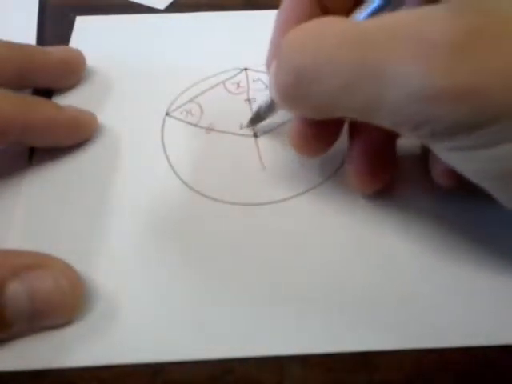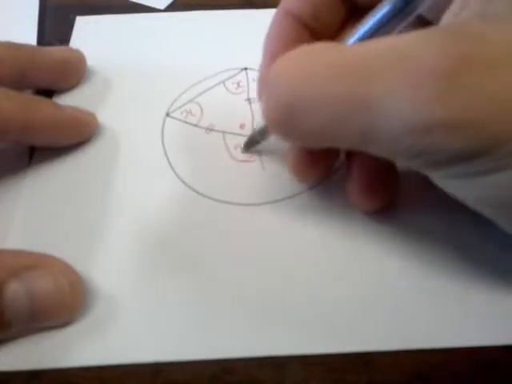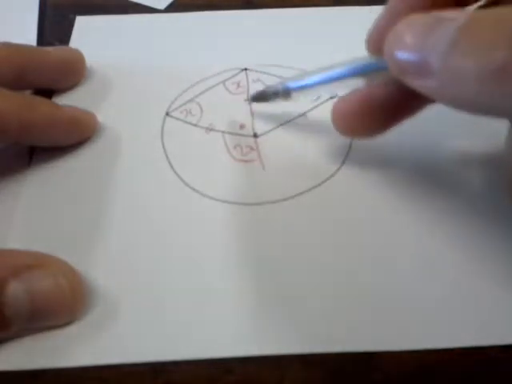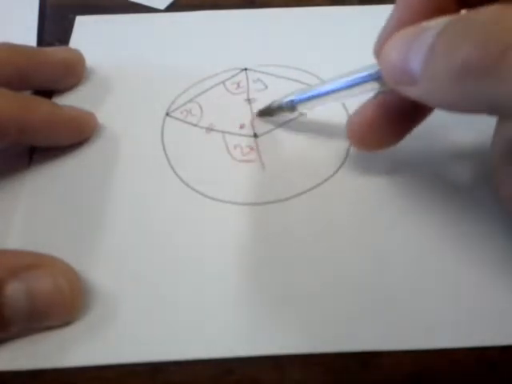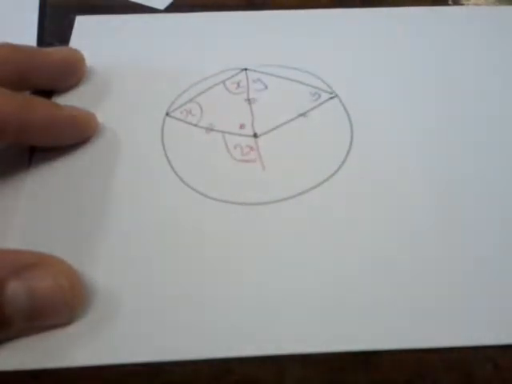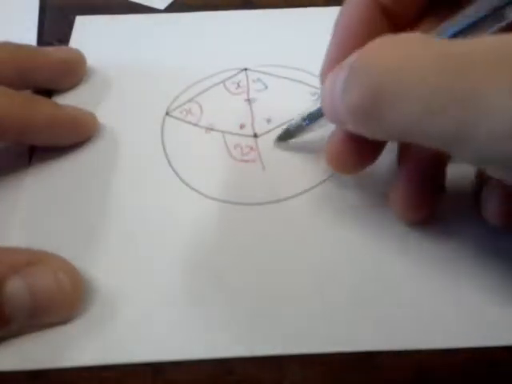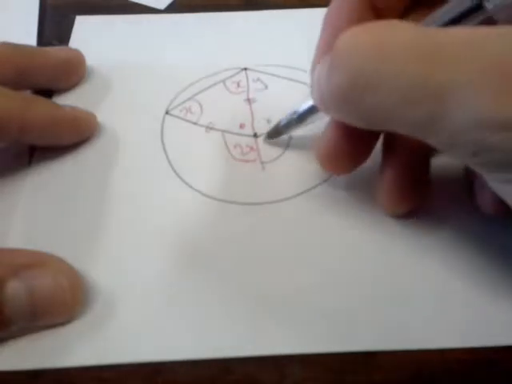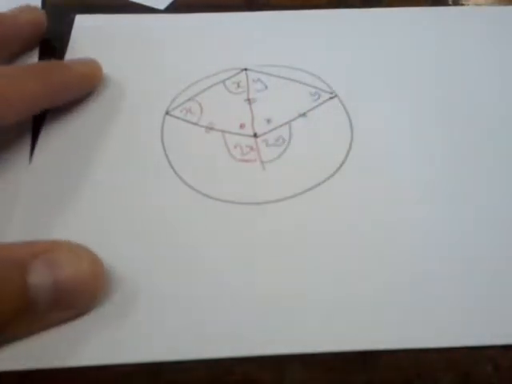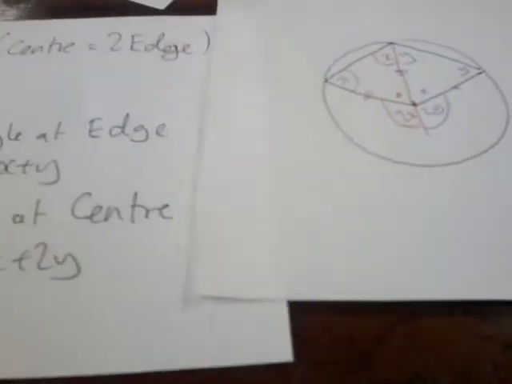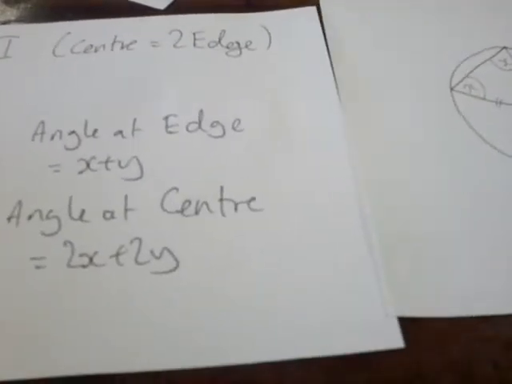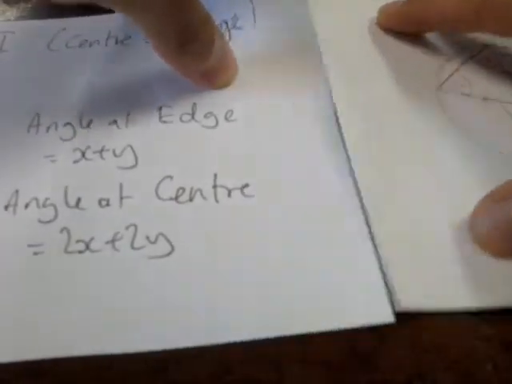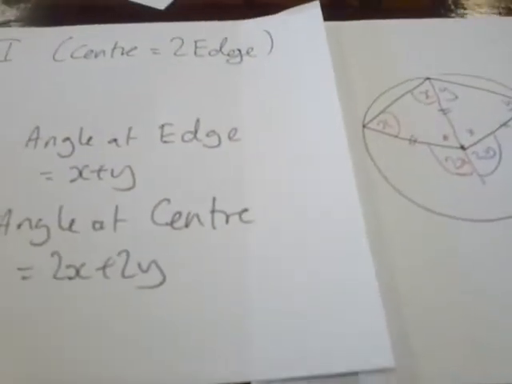So then you get dot and 2x. Dot plus two lots of x is 180 for the triangle, dot plus 2x is 180 for the line, and cross plus 2y is 180 for the triangle, so this must be two lots of y here. So again, you have exactly the same conclusion. I'll just slide it in. The angle at the edge is x plus y, and the angle at the centre is 2x plus 2y.